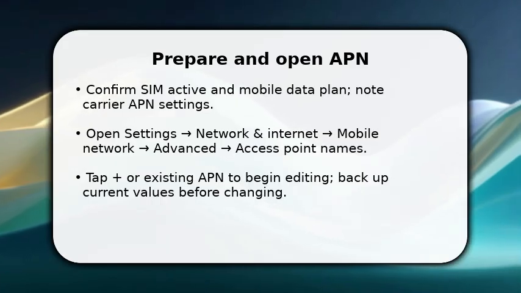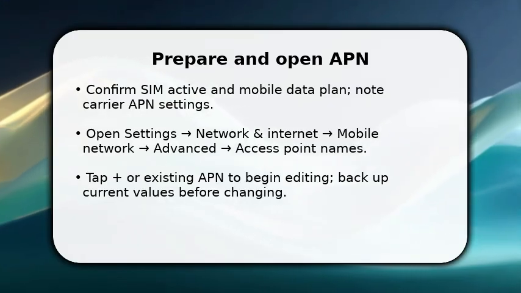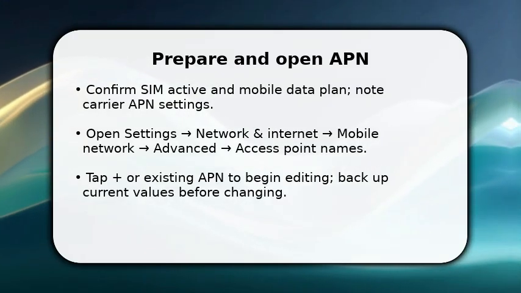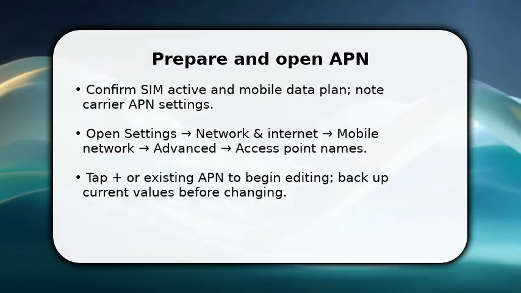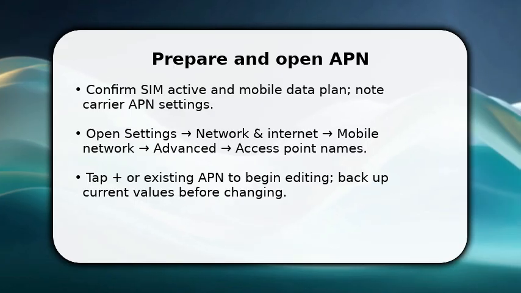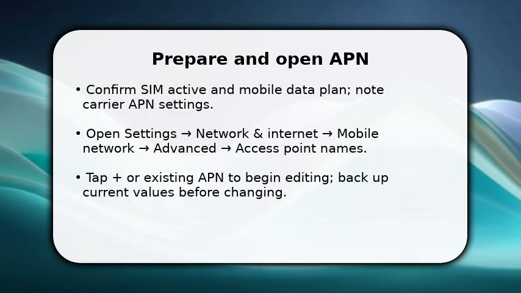You already have what matters, a working SIM and the carrier's APN values. Now go straight to Settings, Network and Internet, then Mobile Network. Tap Advanced and choose Access Point Names. Once there, press the plus icon to create a new APN or select the existing one to edit.